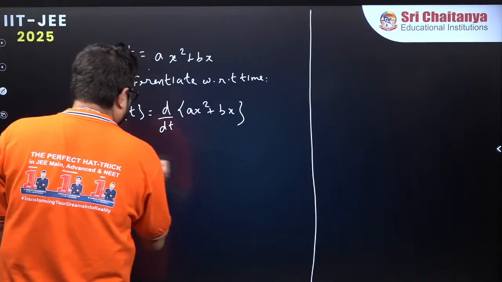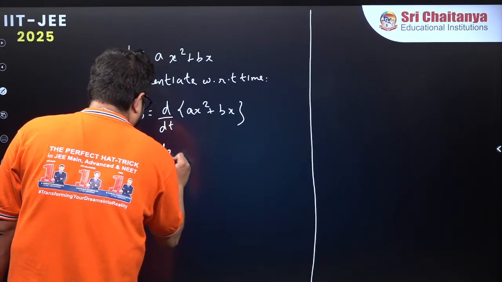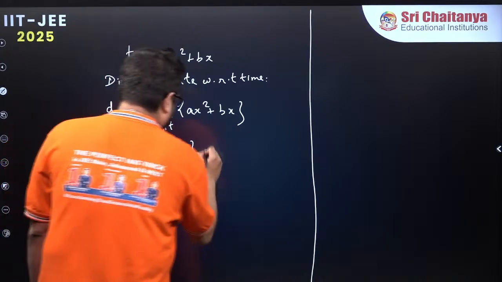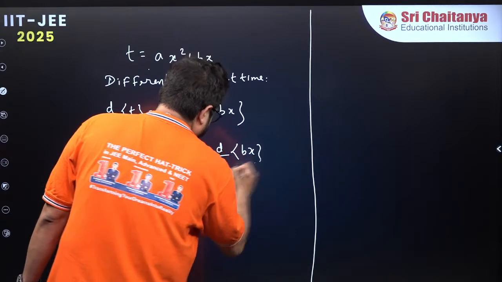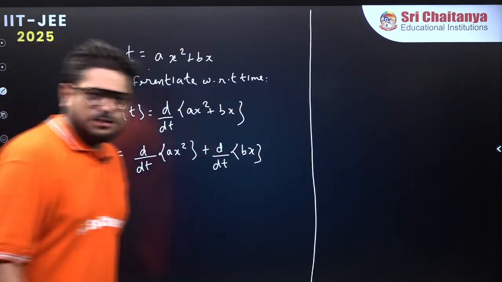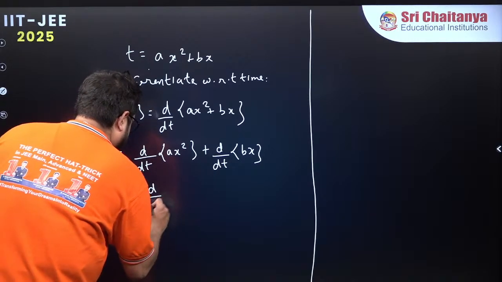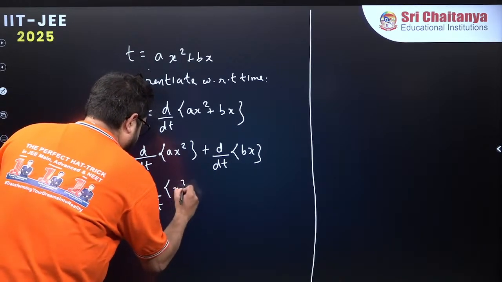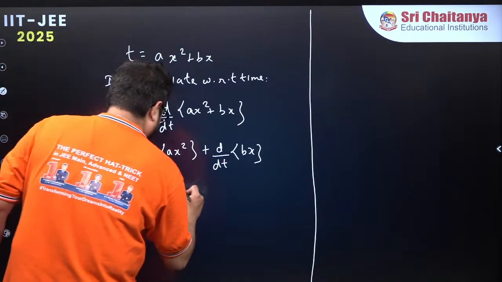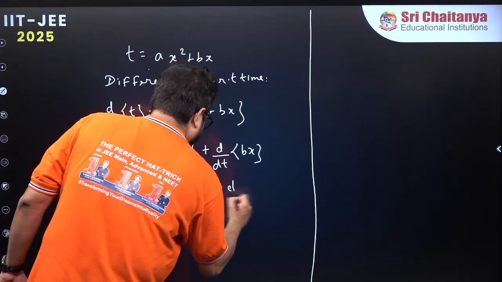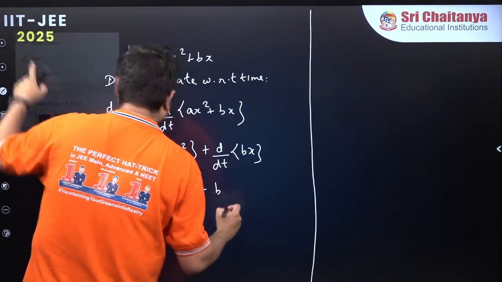Now what needs to be done? We can use this d by dt as an operator. It is going to be d by dt of ax square plus d by dt of b into x, isn't it? So a and b are the two constants, isn't it? So I can write it down as 1 is equal to a d by dt of x square plus b d by dt of x. Yes or no, everyone?